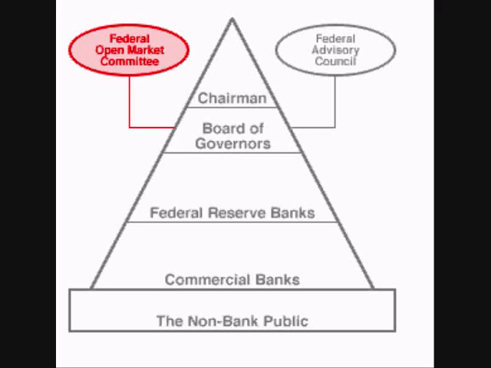Let's look at the organization of the Federal Reserve. The Fed basically has three levels. At the top level is the Board of Governors, with its chairman, Ben Bernanke, the Federal Open Market Committee, or FOMC, and the Federal Advisory Council. The middle level consists of 12 Federal Reserve banks located throughout the U.S. And the bottom or third level consists of thousands of member banks located throughout the U.S. and the non-bank public: you, me, everybody else.